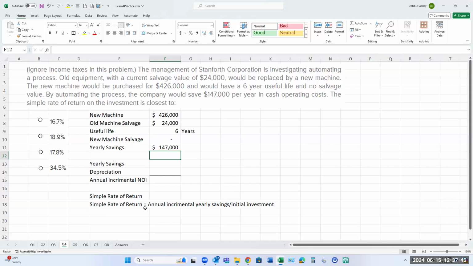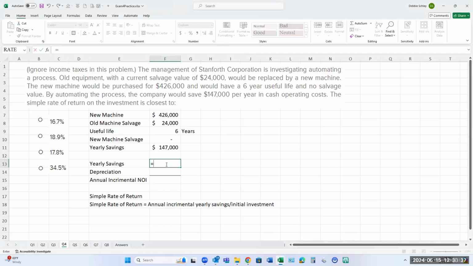Okay, so the simple rate of return is the annual incremental net operating income divided by the initial investment. The annual incremental net operating income is the annual incremental savings. And the other thing, the initial investment. So the new machine is $426,000, but they are assuming that we're going to use this old machine's salvage value right now of $24,000 to pay down on that new machine cost. So we'll get to that in a second.